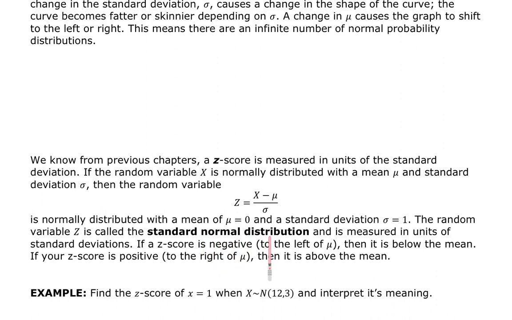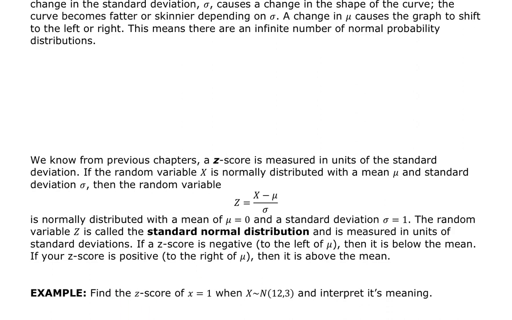Now, when we are finding our z-score, since it measures the units away from the mean in terms of standard deviations, if the z-score is negative when we calculate it, that means that we are to the left of the mean. That means it is below the mean. It's less than the mean. If your z-score, when you calculate it, is positive, that means we're to the right of the mean. Then that also means that the value we're interested in, the random variable x, is above the mean.